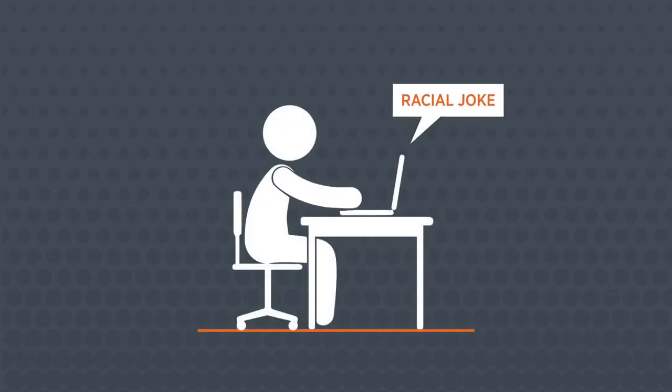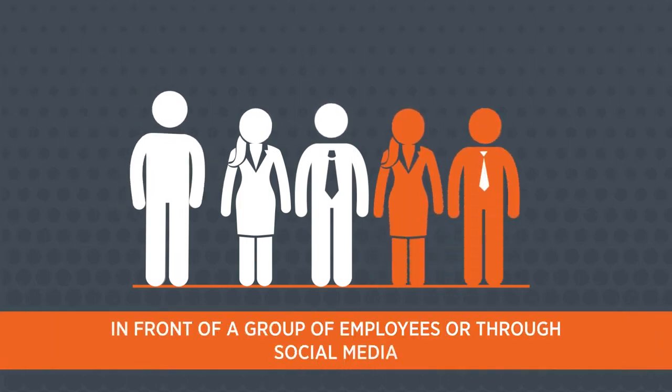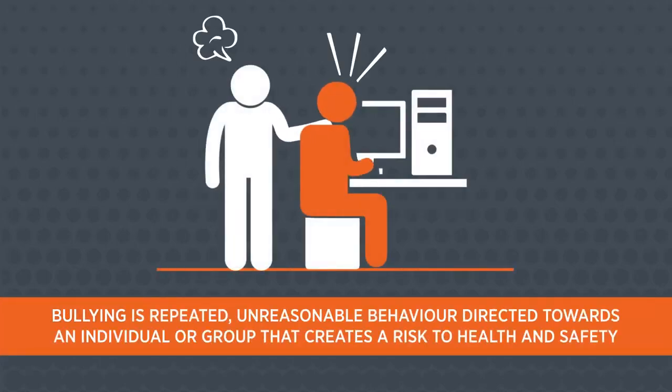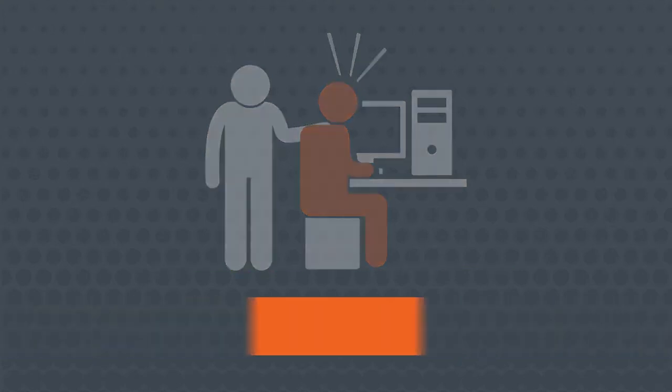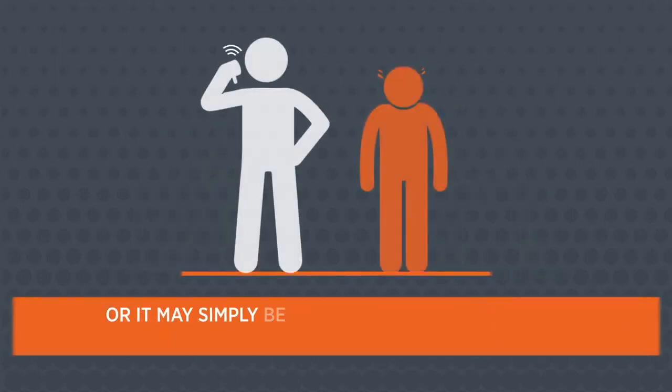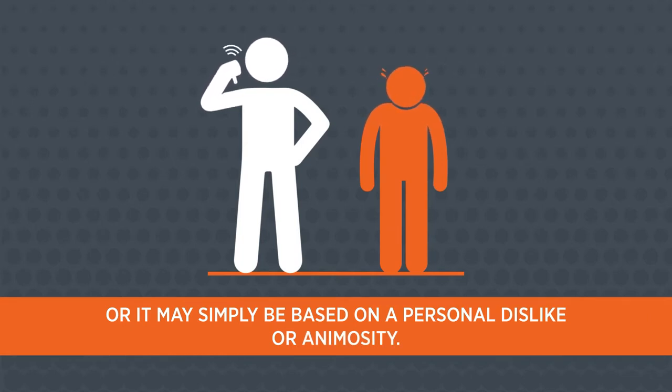Examples of vilification can include sending a group staff email containing a highly offensive racial joke, making derogatory comments about gay employees in front of a group of employees or through social media. What is bullying? Bullying is a repeated, unreasonable behaviour directed towards an individual or group that creates a risk to health and safety. Bullying behaviour may also be workplace harassment, based on a person's protected characteristic such as race, sex, age, etc., and/or sexual harassment, or it may simply be based on a personal dislike or animosity.